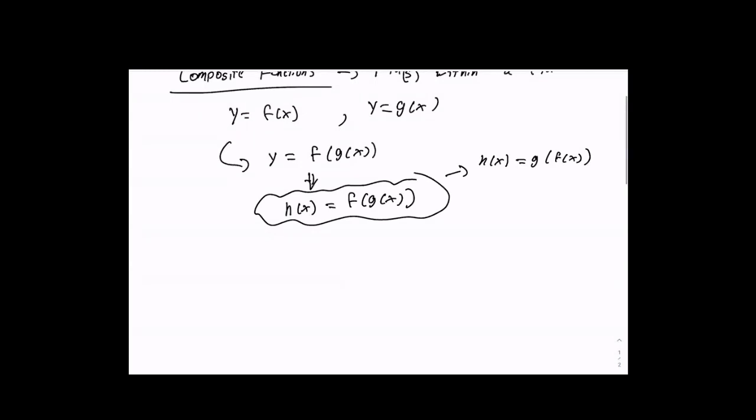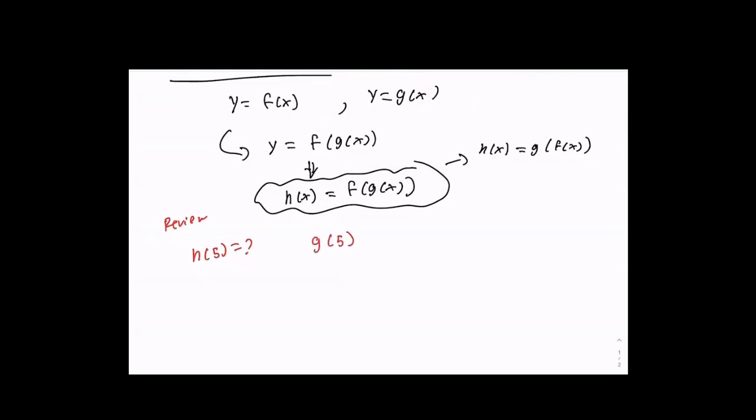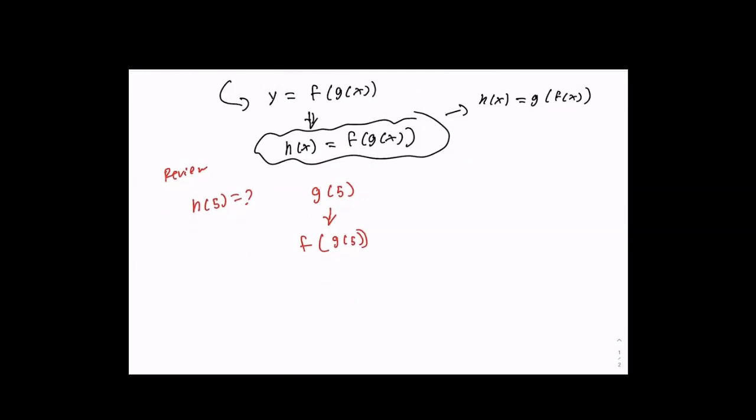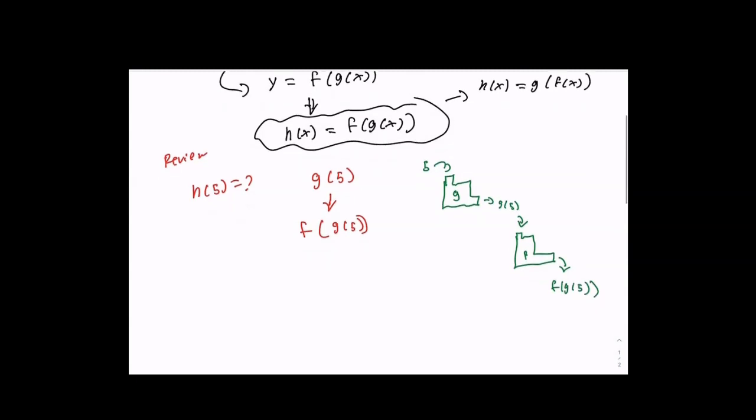Now, in terms of just some review, if I asked you for h of 5, typically what you would do is first find g of 5, and then plug g of 5 into f and find f at that value. So the idea is that it's like the images you've had of some type of function machine: you put in 5, and this is function g, out comes g of 5, and this goes into another function f, and out comes f of g of 5. So that's the visual representation of what goes on when we're talking about these composite functions.